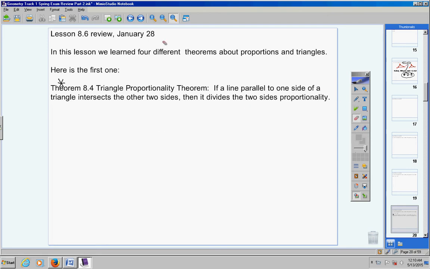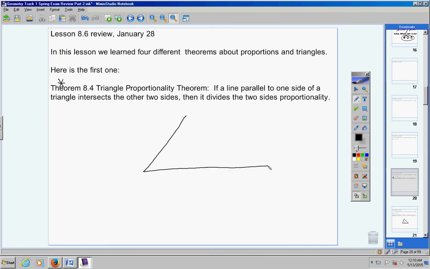Okay, here we go. Here's what it's saying, students. If I have a triangle like this, please draw this triangle in your notes. Then I draw a line that's parallel to this third side. So I could draw a line like this. Okay? As long as this line here is parallel to this side here, then it divides these two segments up here proportional to these two segments over here.